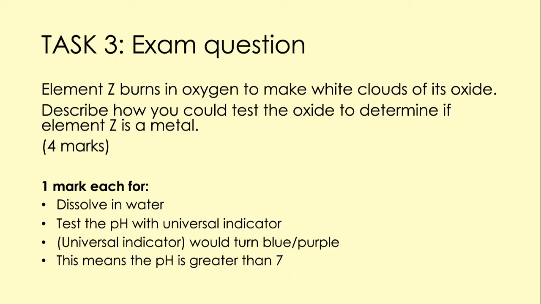So our answer was we needed 1 mark for each of these. You need dissolve in water for 1 mark, test the pH with universal indicator for the 2nd mark, and then the 3rd mark could either be universal indicator would turn blue or purple, or that the pH is greater than 7.